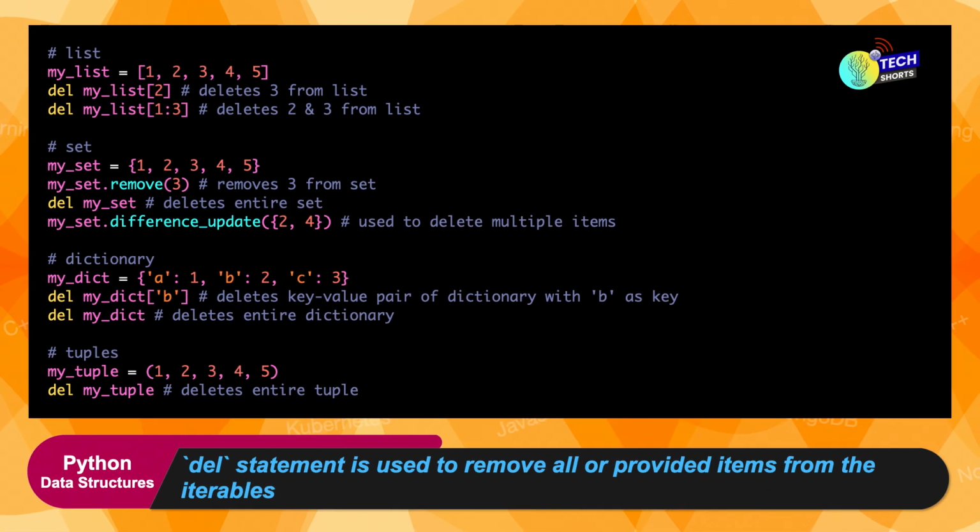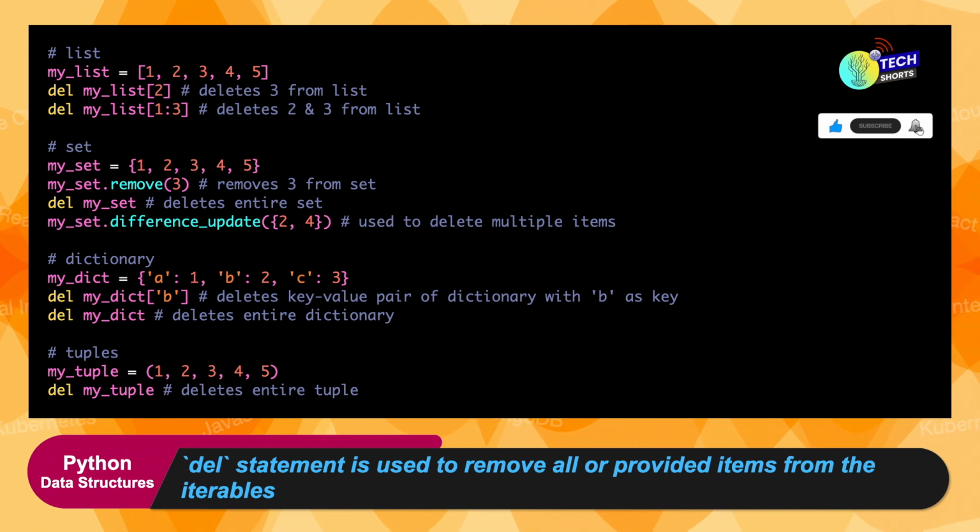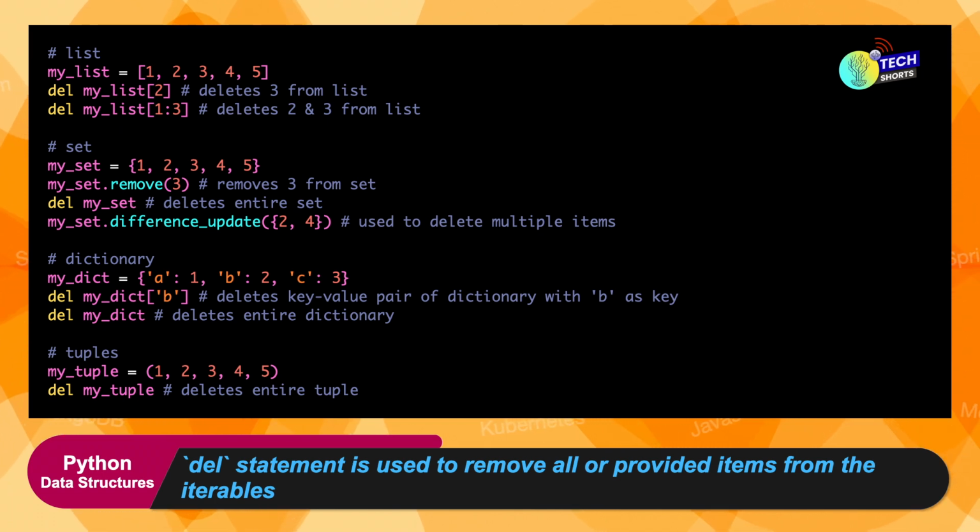In case of list, using del statement, we can delete single or multiple elements. Whereas in set, using del statement, you can't delete single element, but can delete entire set. To delete a single element from a set, you can use remove method of set. In case of dictionary, you can delete a single key-value pair or all key-value pairs using del statement. Tuple is immutable, so you can't delete single element from it, but you can delete entire tuple using del statement.